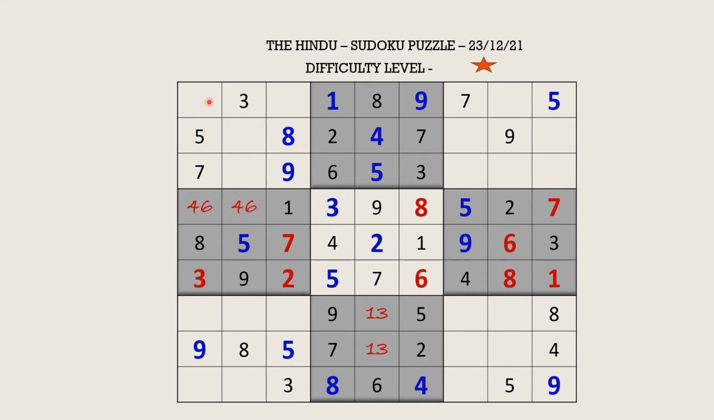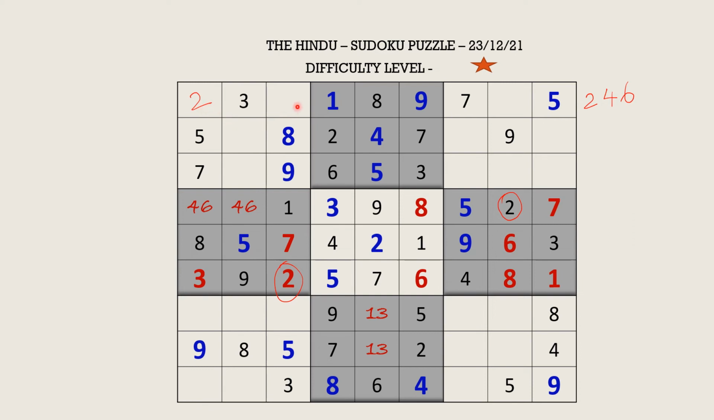In this row, there are 3 numbers missing. The missing numbers are 2, 4 and 6. This cell is blocked by this 2. This 2 blocks this cell. This 2 blocks this cell. So this is the only cell where 2 can be.